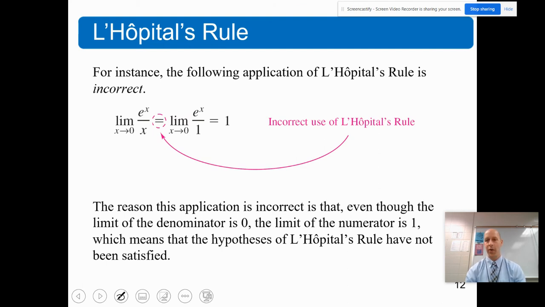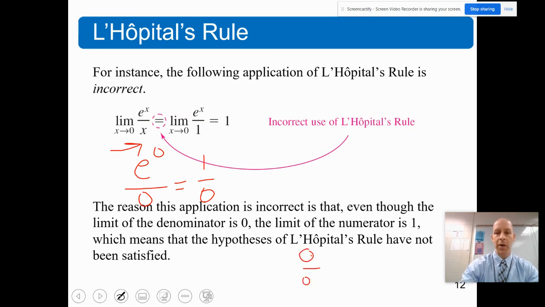The reason that this is incorrect is that the limit of the denominator is 0. The limit of the numerator is 1. In other words, if you do a direct substitution into this, you get e to the 0 over x, and that guy is just going to be 0. This is 1 over 0. That is not equal to 1. Remember, in order for you to use L'Hopital's rule, it has to be 0 over 0 or infinity over infinity. So be very careful about how you do this. Okay, so this one is incorrect.